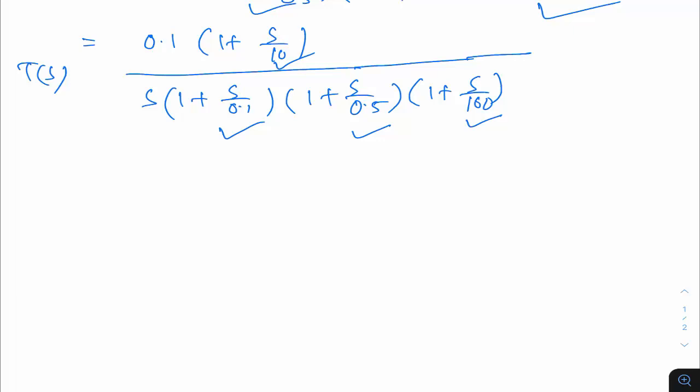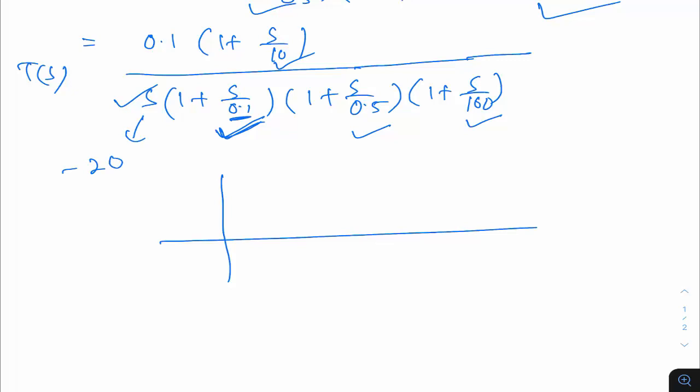Basically, if I draw the Bode plot, what will happen? This pole at the origin will contribute minus 20 per decade, right? Then after this, what is the next corner frequency? That is 0.1, this one, right? So this will contribute minus 20 dB per decade. Then after this, this factor will come into picture. This will also contribute minus 20 per decade. Okay, then what about this? Will it come before 3?